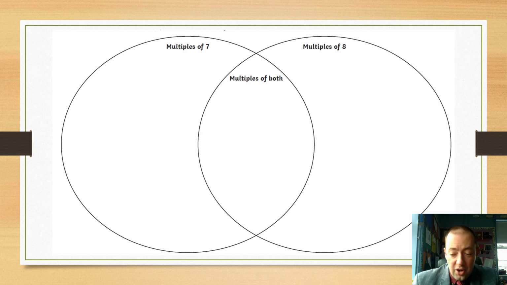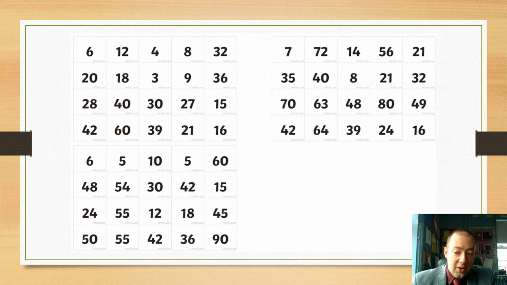So if you draw those 6 circles for me, 3 different Venn diagrams. Now on the sheet I have sent you 3 lists of numbers. The first list, 6, 12, 4, 8, 32, that's for the first Venn diagram that you just drew. The second list, 6, 5, 10, 5, 60, that's for the second Venn diagram. And the third list, 7, 72, 14, 56, 21, that's for the third Venn diagram. Each Venn diagram that you've drawn should have 20 numbers in it. Remember, if they don't fit either category, the numbers have to go outside the circles.